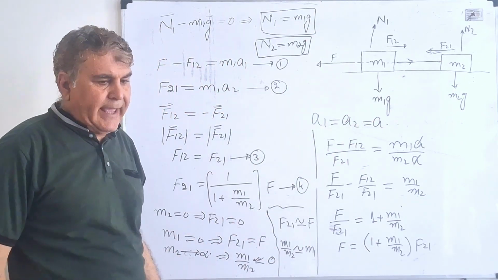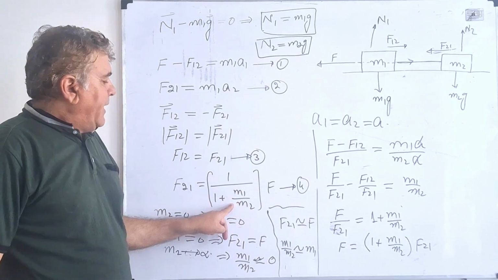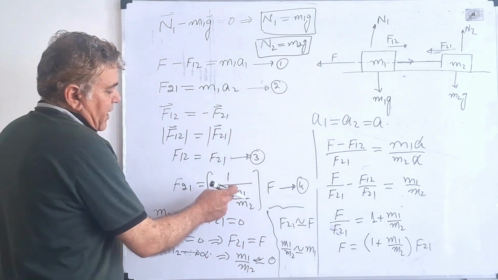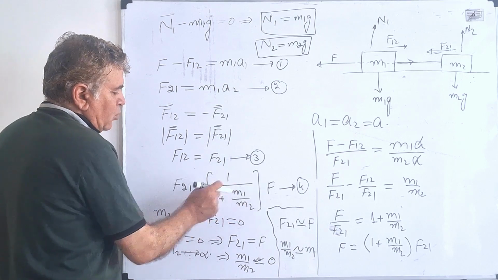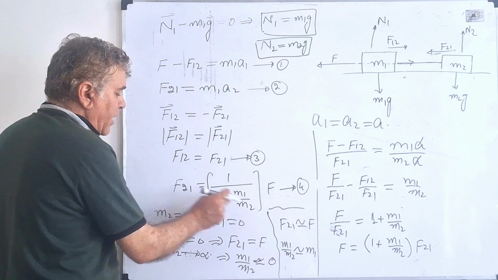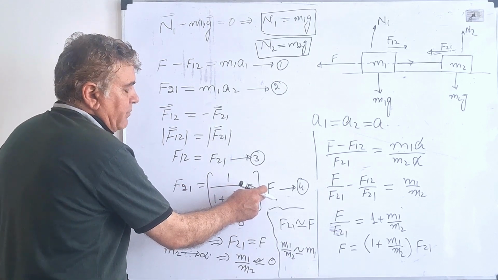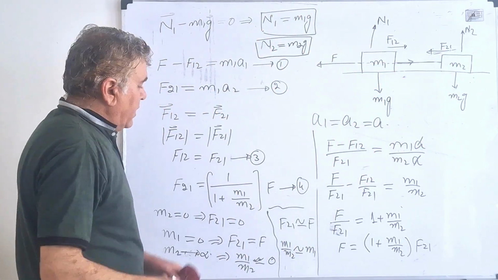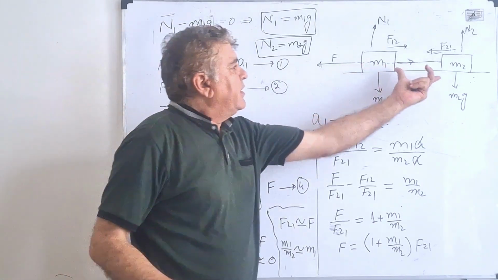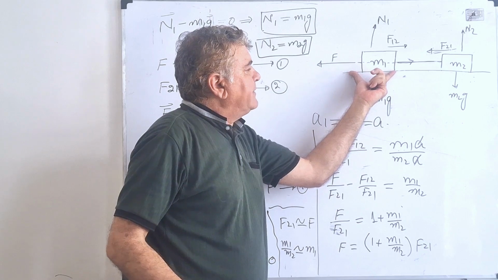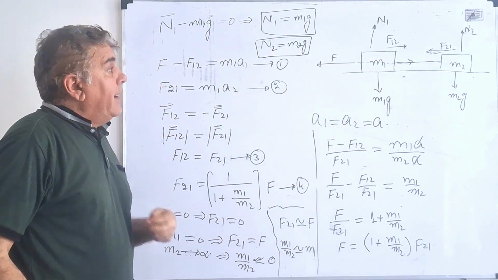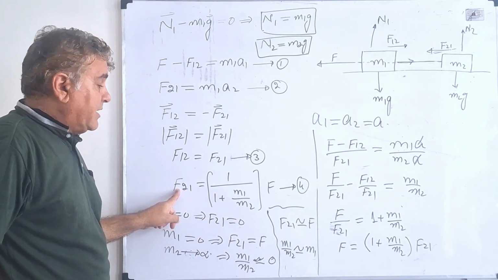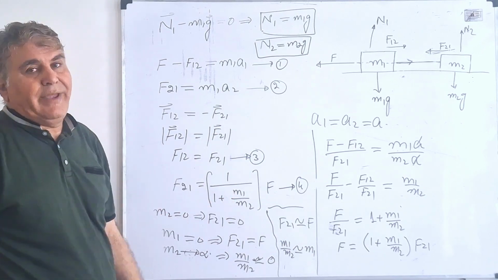If the two masses are the same, then half of the force would act on this body and half of the force would act on this body, because we can easily see that if M1 is equal to M2, then M1 over M2 is equal to 1, and 1 divided by (1 plus 1) is half. So F21 would be equal to F divided by 2, or half of F. So under similar masses, we just have half of the force acting on this body, half of the force acting on that body. And for the rest of the cases, as I explained, the magnitude of force depends on the ratio of the two masses.